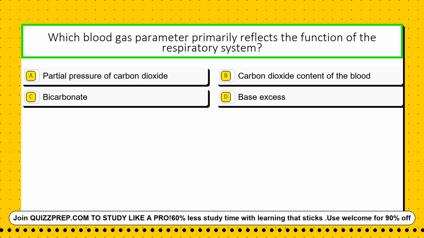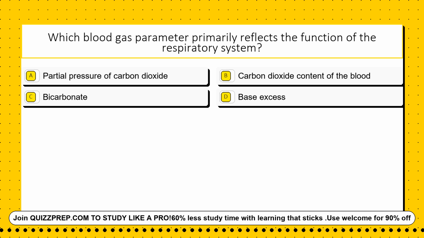Question 27. Which blood gas parameter primarily reflects the function of the respiratory system? Option A, partial pressure of carbon dioxide. Option B, carbon dioxide content of the blood. Option C, bicarbonate. Option D, base excess.